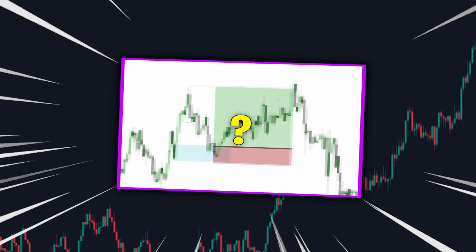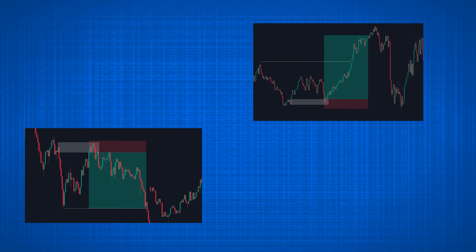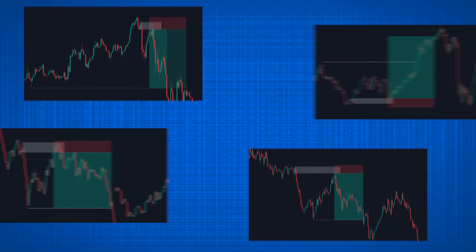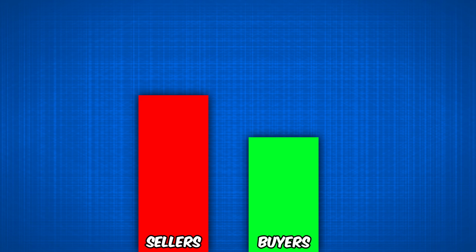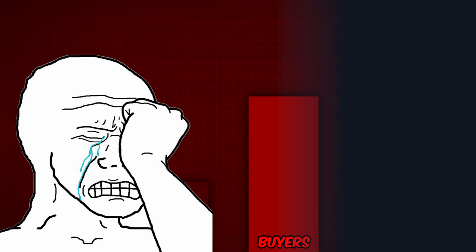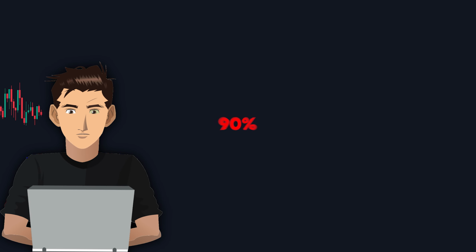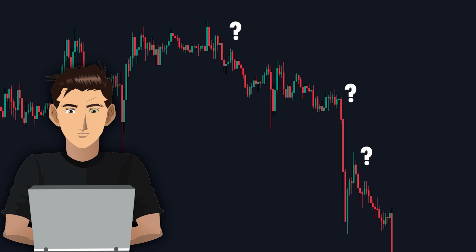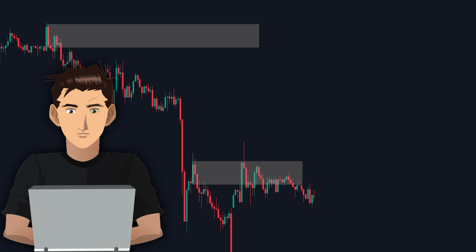Here is something most traders never realize. Every big move in the forex market starts with one thing: an imbalance between supply and demand. But here is the problem. 90% of traders have no idea where those real zones actually are. They just draw random boxes and hope for the best.